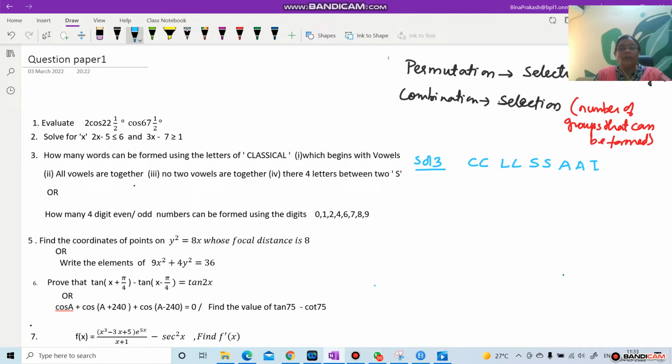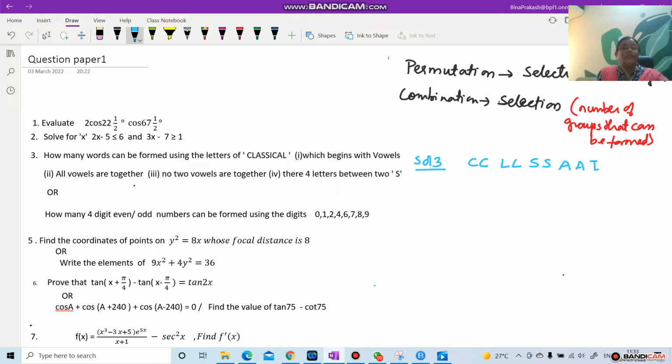Now let's again go back to the question. The first question says which begins with a vowel. That means the word that we are going to frame or make has to begin with A or I, because these are the only two vowels that we have. So that means we have basically divided it into two tasks.